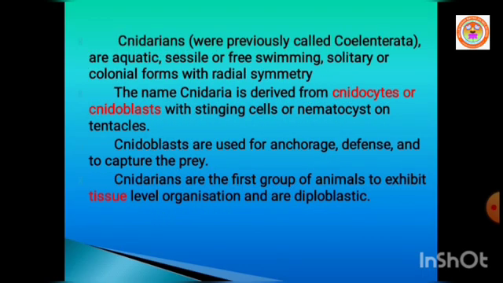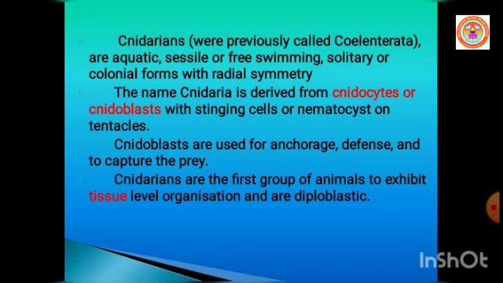Cnidarians were earlier called Coelenterata. Cnidarians are generally aquatic in nature, sessile or free swimming. Example, jellyfishes. Cnidarians are solitary or colonial forms. Colonial form means found in groups, with radial symmetry.